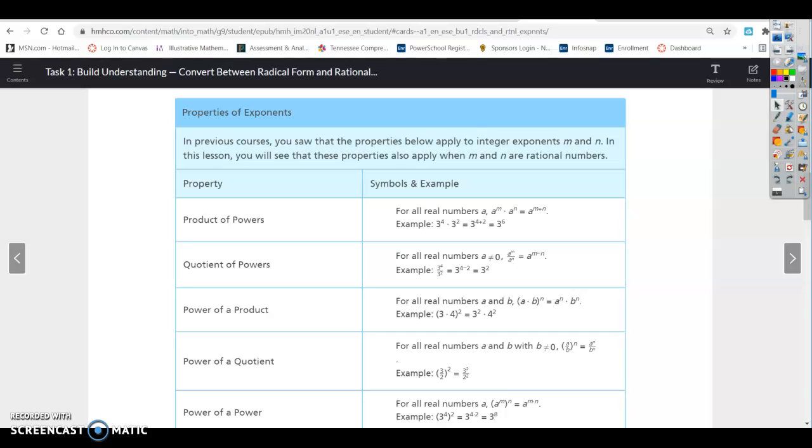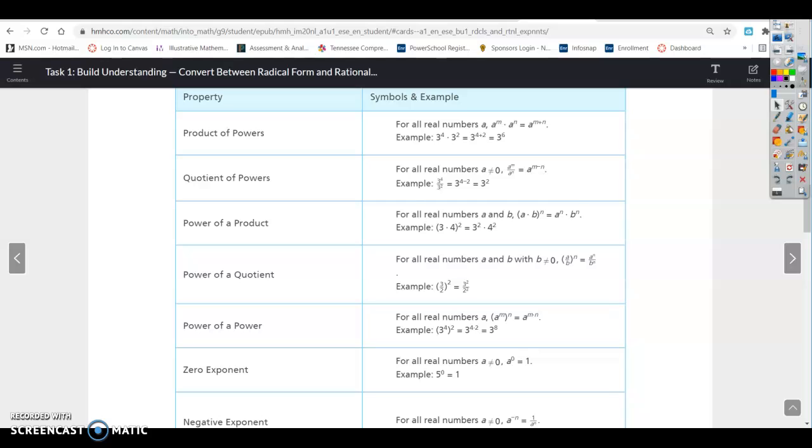All right, so properties of exponents. It says in previous courses you saw that the properties below apply to integers. In this lesson you will see that they also apply to rational numbers. So before you've just seen integers, which are positive and negative whole numbers, but now you're going to see rational numbers, which means now they apply to fractions as well.